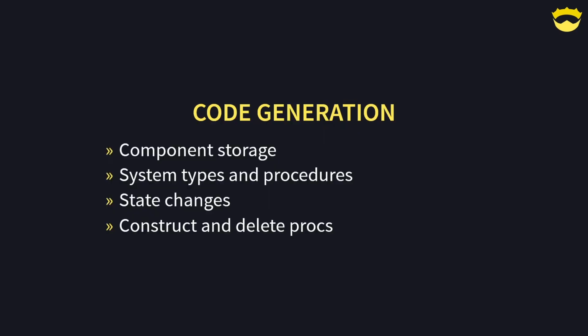Okay, so let's have a look at some of the code generation output that's produced by using the ECS. Polymorph automates the generation of component storage, system types and procedures, state changes, so this is things like adding or removing components, and construction and delete procs that have some sort of dynamic element and need to know all of the components of systems before they are made.